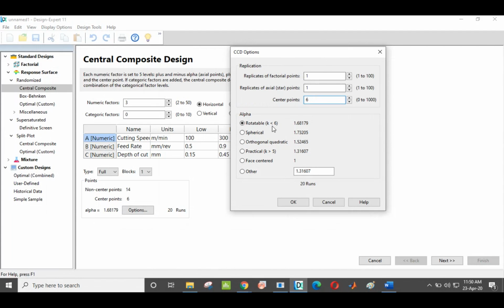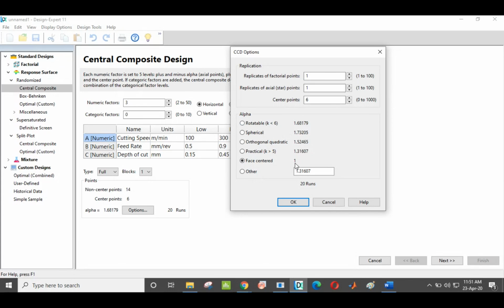Now here we can have the alpha value. The alpha value is rotatable. That's why it is taken as 1.68. That is, in the design space, in order to search for the optimum condition, we have to search in all the directions, and that is the concept of rotatability. In this case, there is one thing, the face center. Check the face centered as 1.